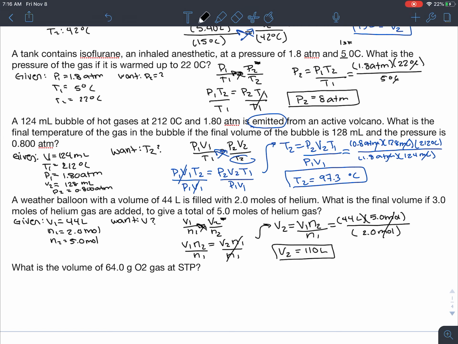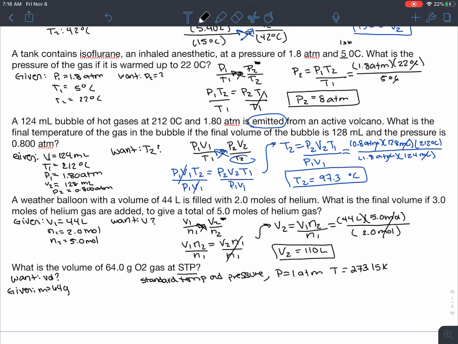All right. What is the volume of 64 grams of O2 gas at STP? So what is STP? That stands for standard temperature and pressure. And whenever we are given STP, we know the values. We know that pressure is equal to 1 atm. Temperature is equal to 273.15 Kelvin. These are our standard conditions. So we want volume.